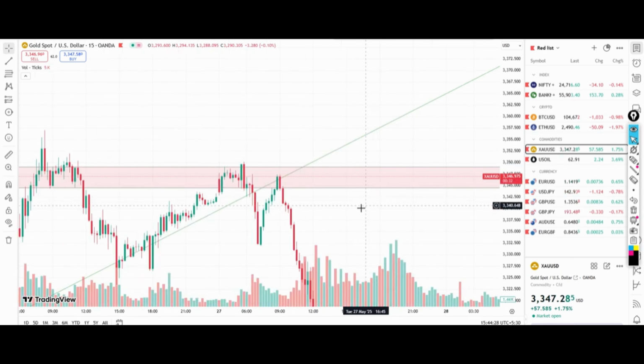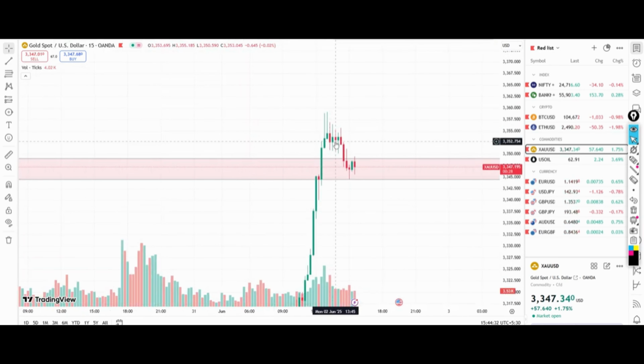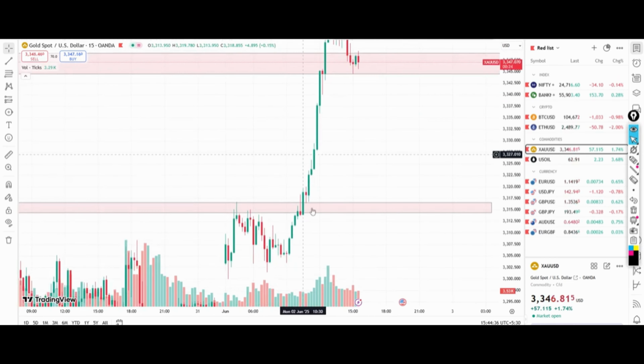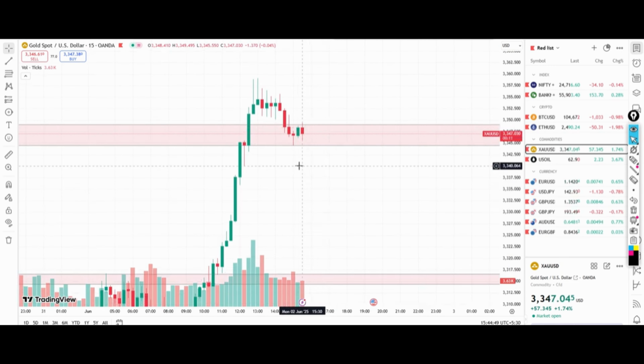Now, let's look at another scenario. A fake breakout. Here we see a resistance zone being broken. But notice what happened before that. The market started its move from way down, from near a strong support level. It pushed all the way up without any pullback. Now, when it reaches this resistance and tries to break it, this is where the trap happens.